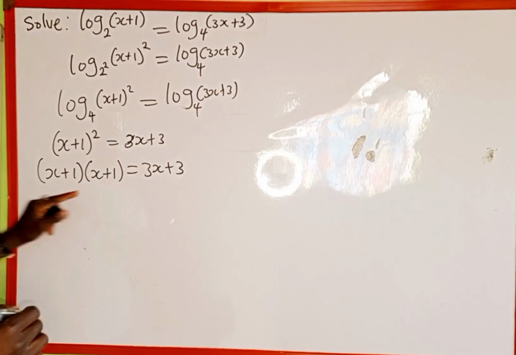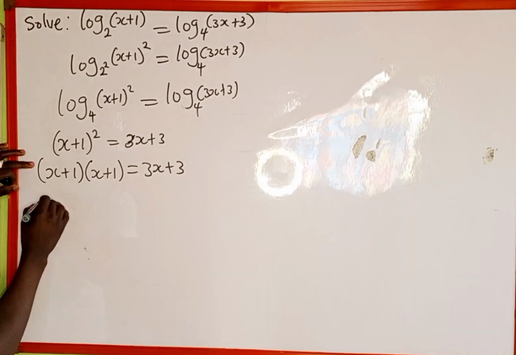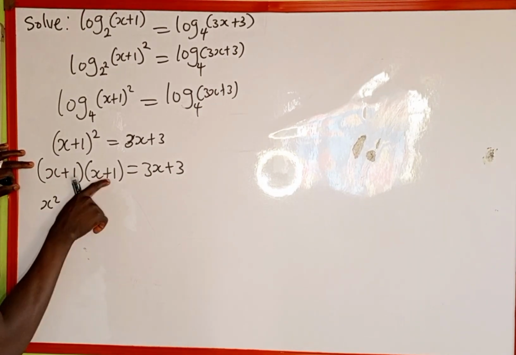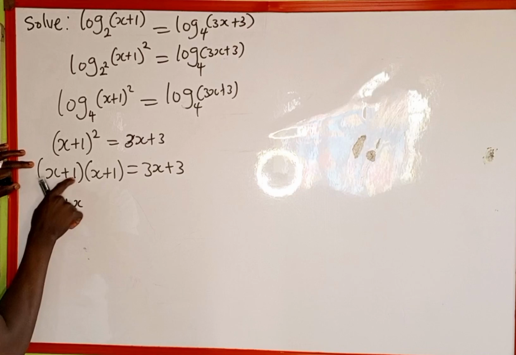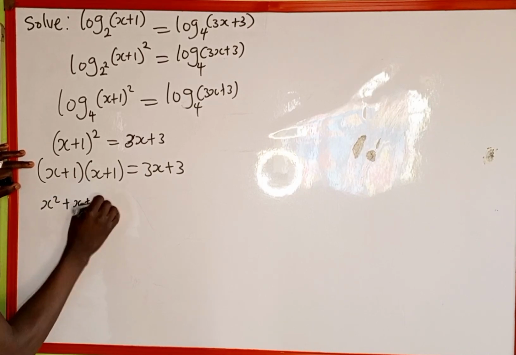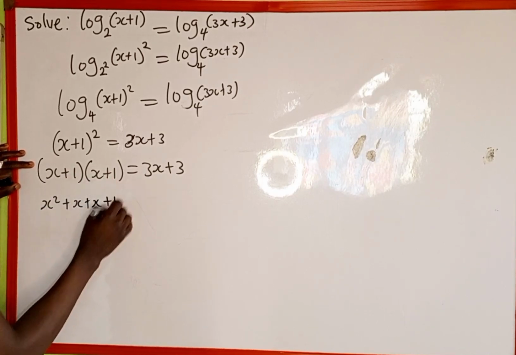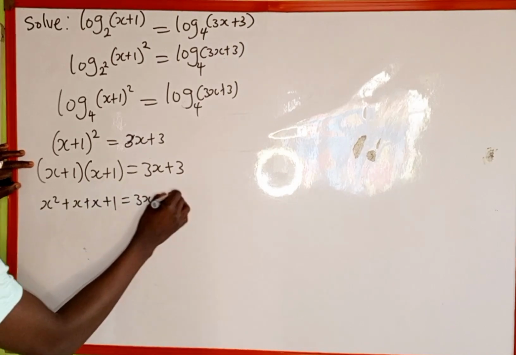So the next thing is to expand this bracket. x multiplied by x is going to give us x squared. x multiplied by 1 is going to give us 1x. 1 multiplied by x is 1x. Then 1 multiplied by 1 is going to give us 1, which is equal to 3x plus 3.